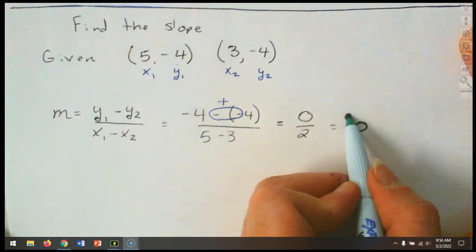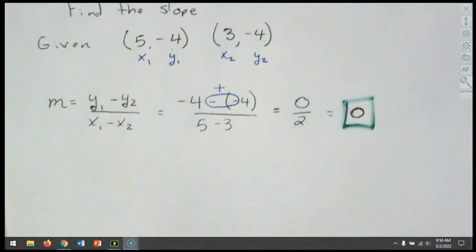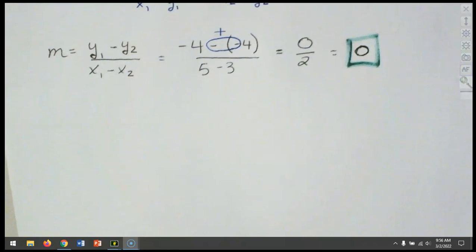So pretty simple to find the slope. How do we graph a line when we're given a point and a slope? Well, let's do that next.